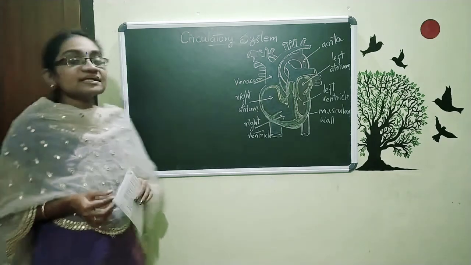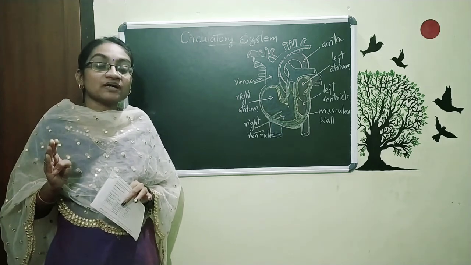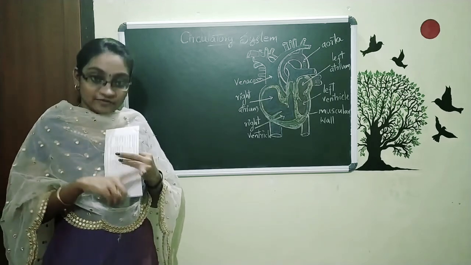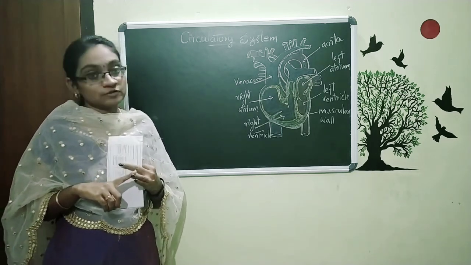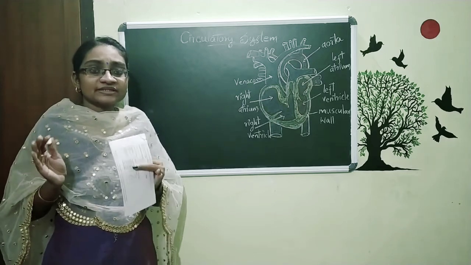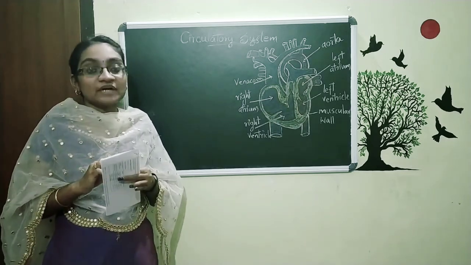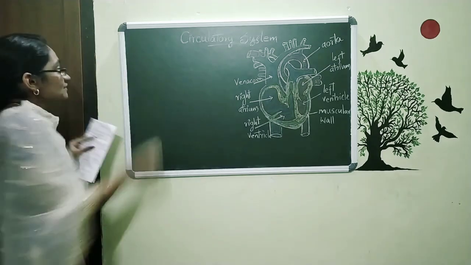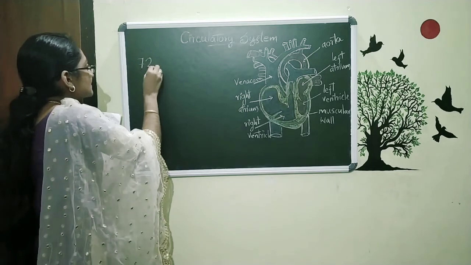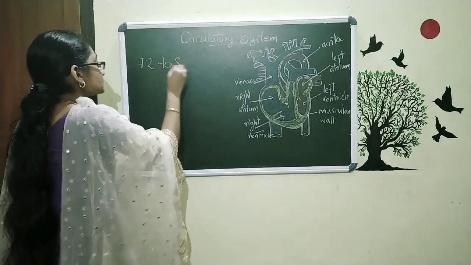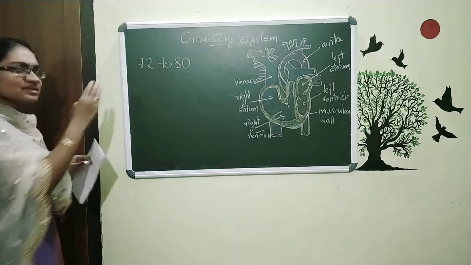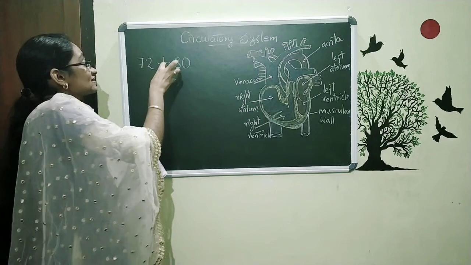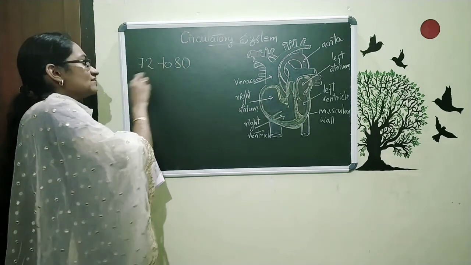Before that, in the last class I gave you an activity to do. You have to measure the pulse of yourself and your family members also. I think you have already found the pulse, and you may have got it in a range of 72 to 80, or somewhere within that, with small variations if there are age differences.